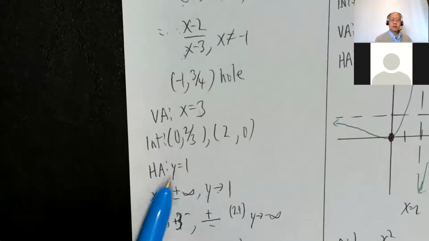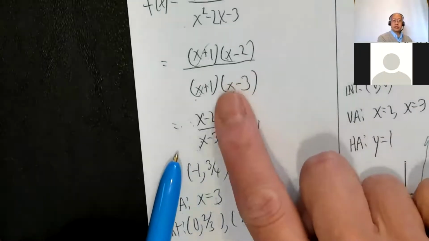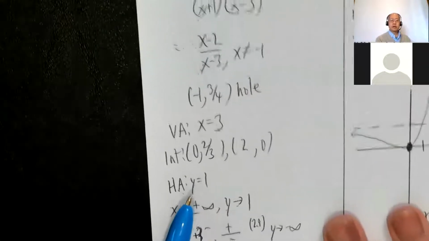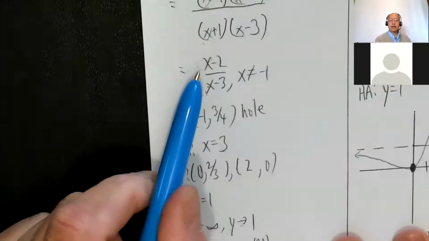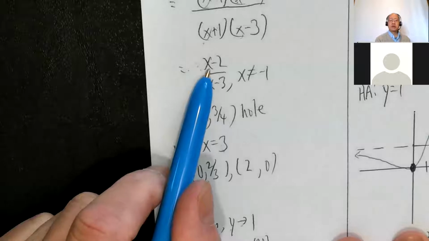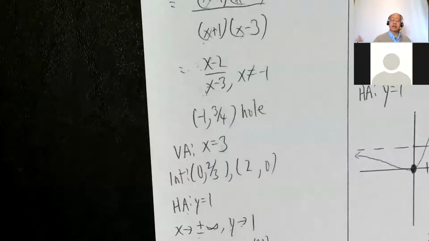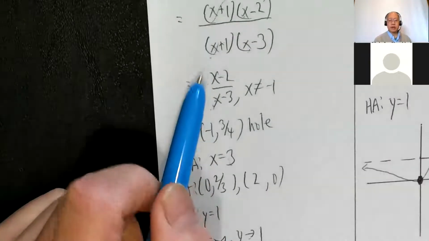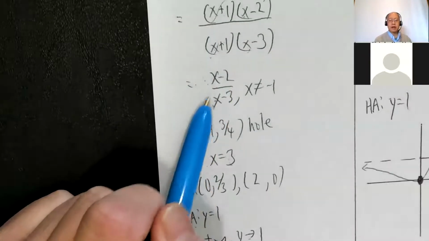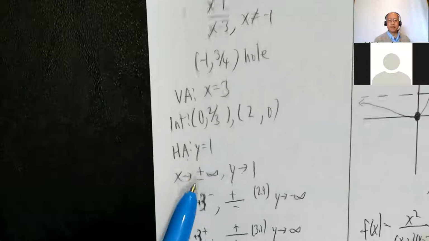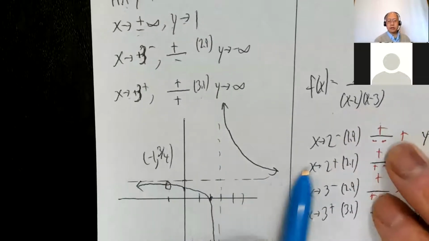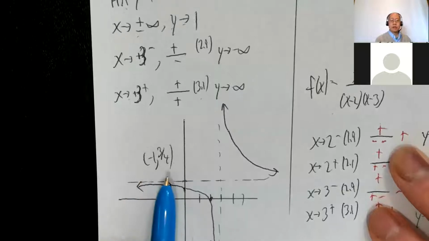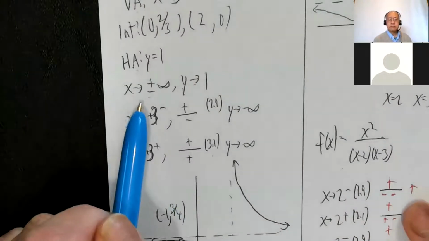Horizontal asymptote. You can just look at x divided by x, which is 1. So y equals 1 is a horizontal asymptote. If I plug in a super big number like a billion, a billion minus 2 divided by a billion minus 3 is practically 1. I don't need a calculator for that. And if I plug in -1 billion, -1 billion minus 2 divided by -1 billion minus 3 is still about 1. So if I go way out to the right or way out to the left, we approach y equals 1.